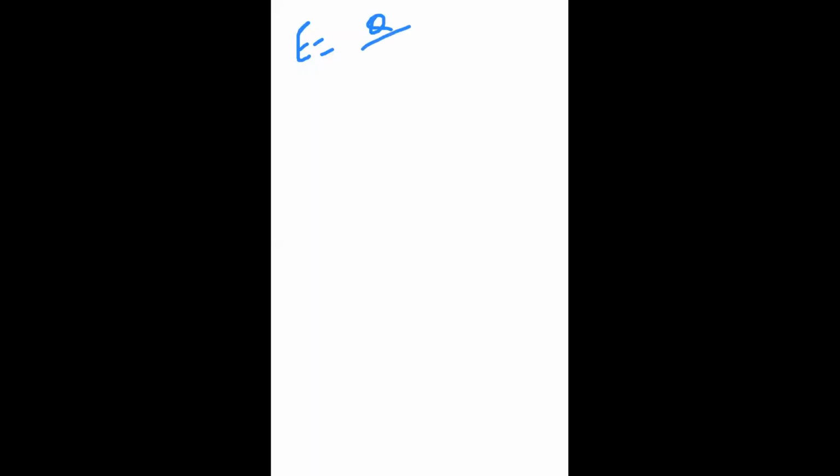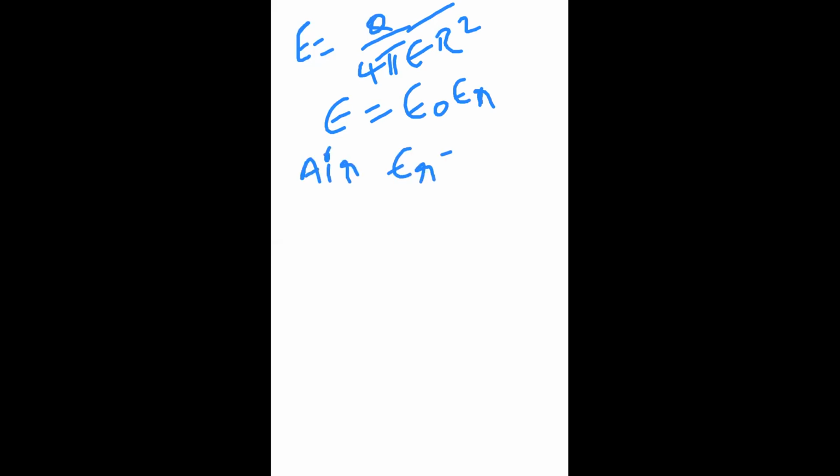...equal to Q divided by 4 pi epsilon r. Epsilon is equal to epsilon naught times epsilon r. For air, epsilon r is equal to 1. For others, epsilon r is greater than 1. Then what is the idea? For air, you are getting epsilon naught.